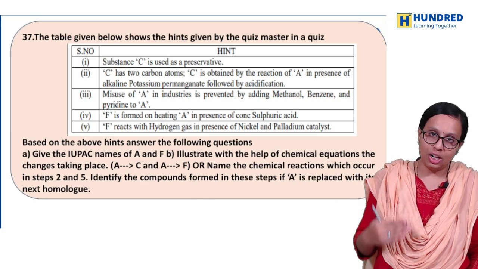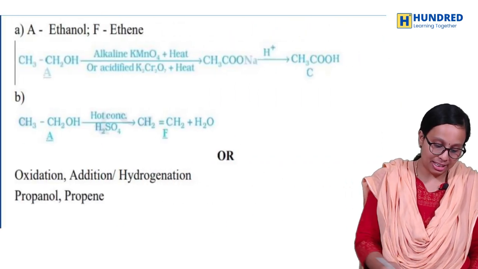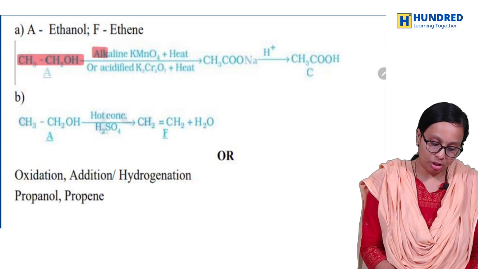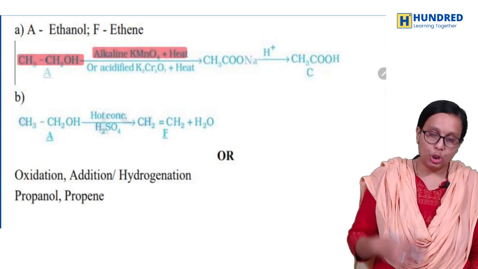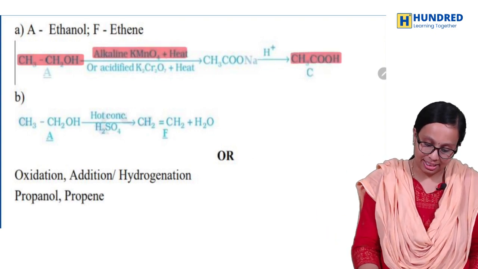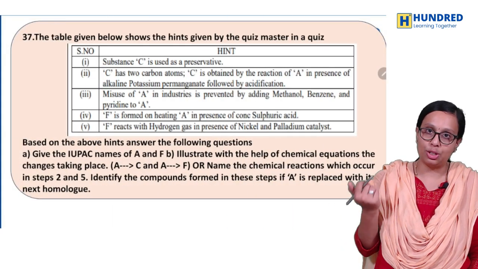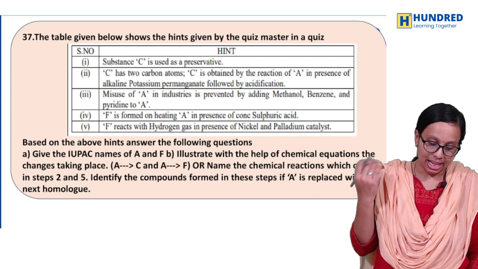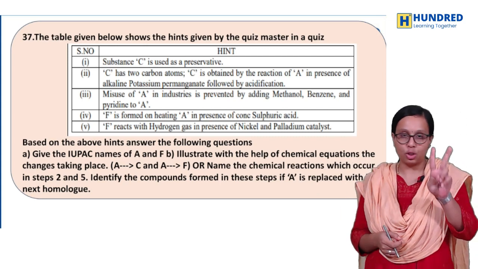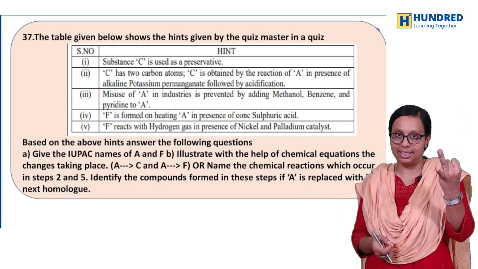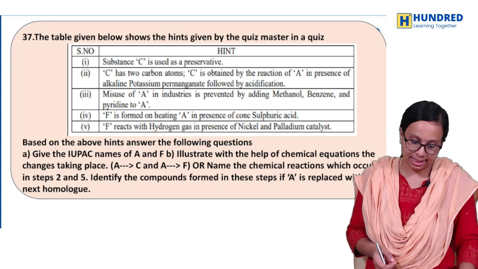You take ethanol in the presence of alkaline potassium permanganate, and you will get ethanoic acid. So the compound C is ethanoic acid, or acetic acid, which is used as a preservative in pickles. Compound C has two carbon compounds, so meth, eth. The root word is eth, so it is ethanoic acid.